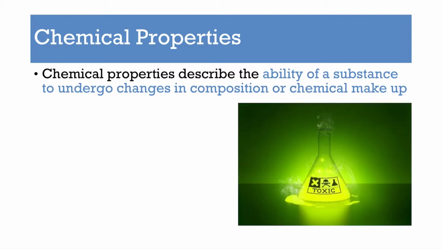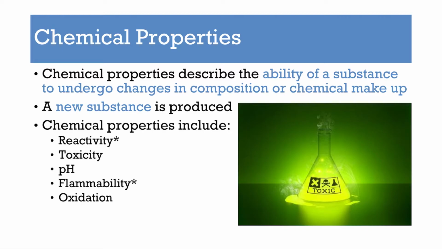Okay, moving on to chemical properties. Chemical properties describe the ability of a substance to undergo changes in composition or chemical makeup. So chemical properties can change the way a substance is. During chemical reactions, evidenced by their properties, a new substance is produced. Some chemical properties that exist are reactivity, toxicity, pH, flammability, oxidation. pH has its whole unit later on. Oxidation has a whole unit later on, which we'll get to.